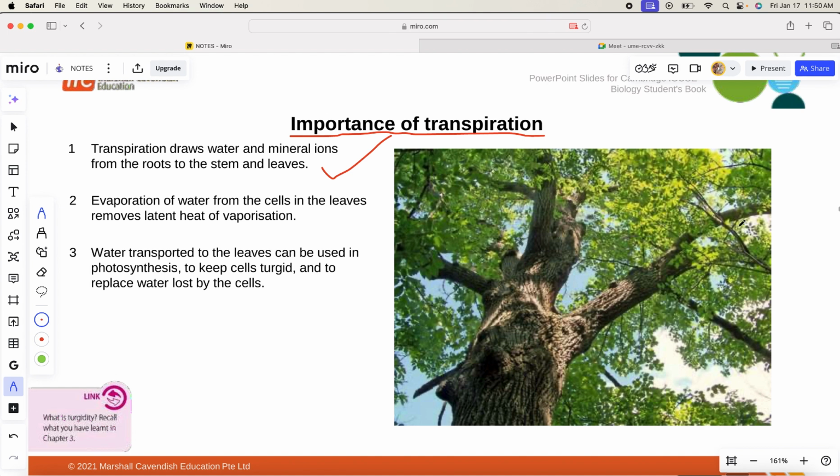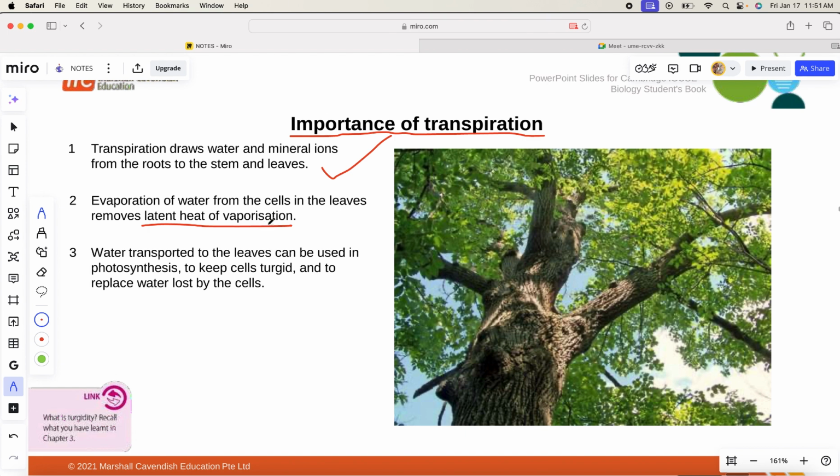Now, the evaporation of water from the cells in the leaves removes latent heat of vaporization. If you're a physics student, you know what latent heat of vaporization is. Latent heat is a hidden heat of hotness of vapor of hot water. So that heat of hotness continues to punish the leaf. It's like you put your face in hot water, or you put your hand in very hot water. As long as that hot water is there and your hand is inside the hot water, the pain will be with you. You continue to cry, as long as you don't remove your hand from the hot water.